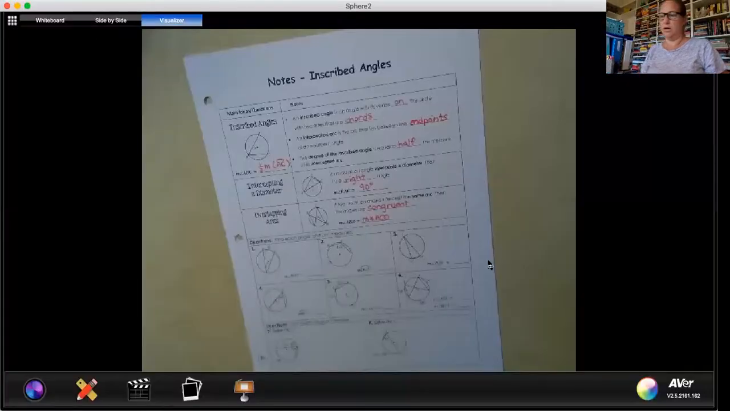Hey guys, today we're going to continue our study of circles looking at inscribed angles. If you'll recall from your circles glossary, you have inscribed angles, where you have angles that are on the outside of the circle.